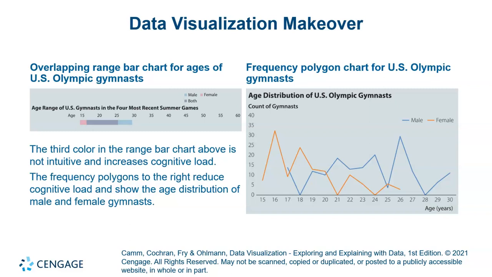This is one of the makeover case studies for your data visualization, showing how the frequency polygon chart for US Olympic Games changes with respect to time. On the x-axis we have the age, and on the y-axis we have the count of gymnasts. It could be male and female. So with the age, how the count of gymnasts varies with the specific age.